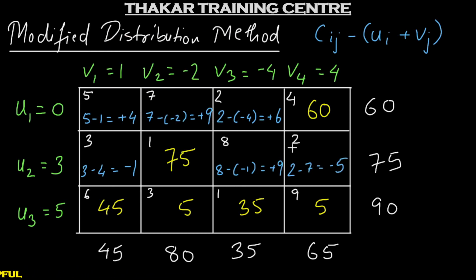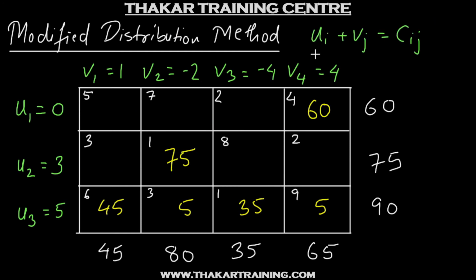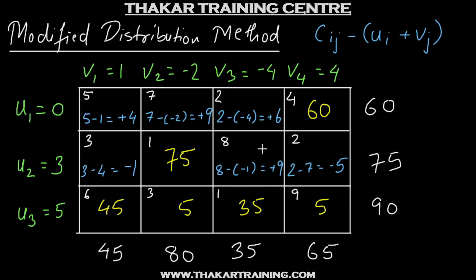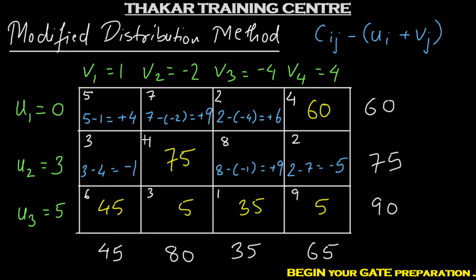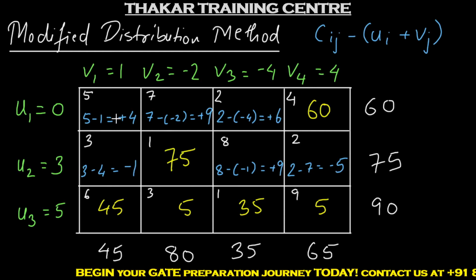So what we have done is for all the empty cells, we have found out the value Cij minus ui plus vj. Where did we get these values of ui and vj? By implementing this condition, ui plus vj equal to Cij for all the loaded cells, that is cells which have allocations. So now you must be wondering what are these values that we have found out. So these values, that is plus 4, plus 9, plus 6, minus 1, plus 9 and minus 5 are nothing but the change in total transportation cost for every unit allocated to each of these cells.